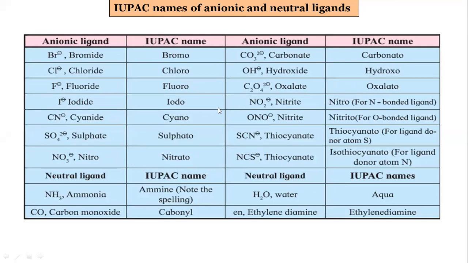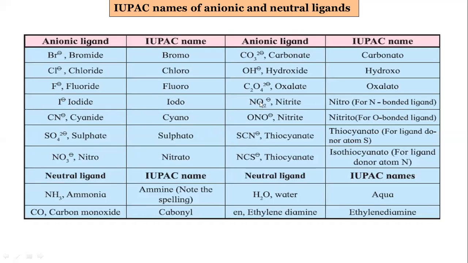Sorry, nitrite, NO2 minus and NO3 minus. Don't confuse these ligands. This is also a negatively charged ligand. This is also a negatively charged ligand. Many times students get confused. This NO2 minus is nitrite, and the name will be nitro for the nitrogen bonded ligand, because this is an ambidentate ligand. Remember, this is an ambidentate ligand. There are 2 donor groups. Nitrogen is also a donor, oxygen is also a donor.